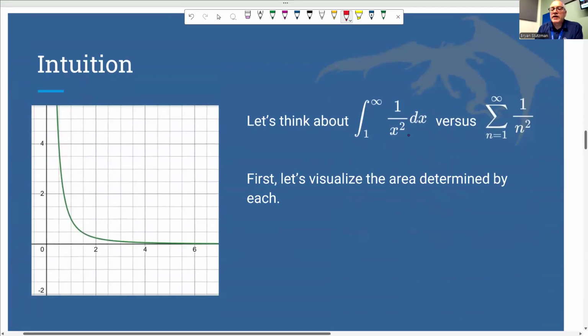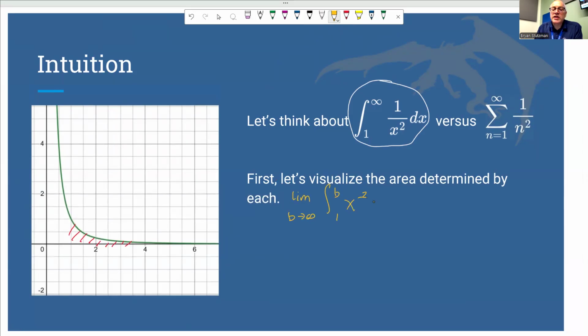So let's find out what this infinite area is, the area under this curve. And we're going to find that out by doing a limit as b goes to infinity of the integral from 1 to b of 1 over x squared, or x to the negative 2, dx. Use the power rule to take the antiderivative.